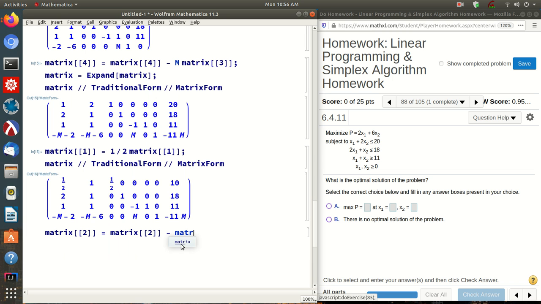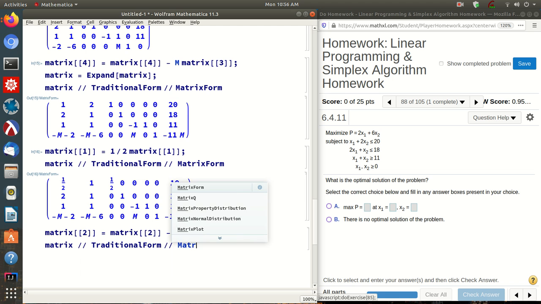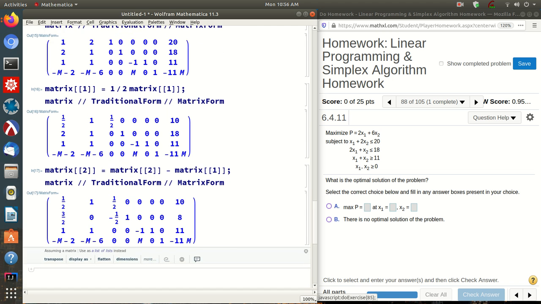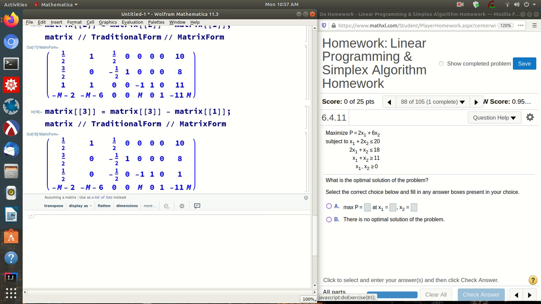Second row. We have to change that second row. Change that third row. And finally, we have to put a 0 here in the bottom row so that this column represents a basic variable.